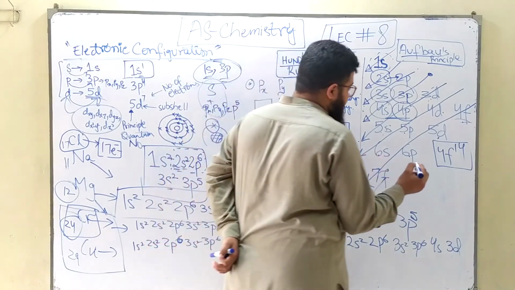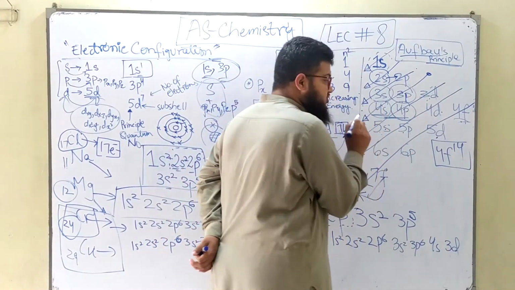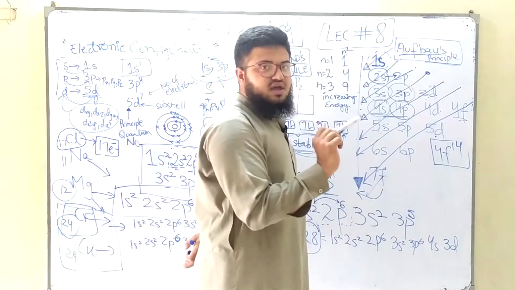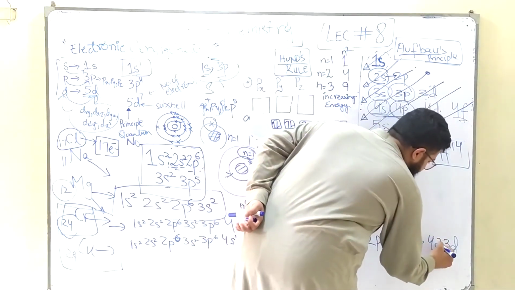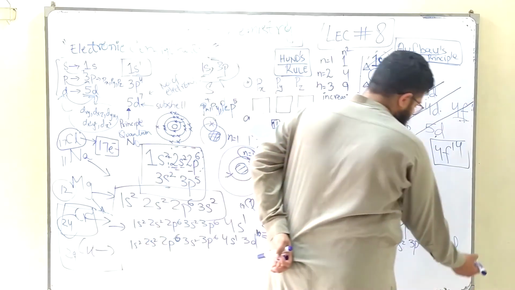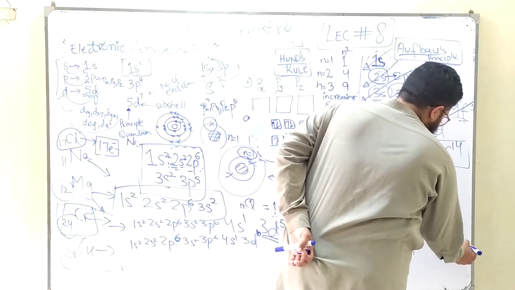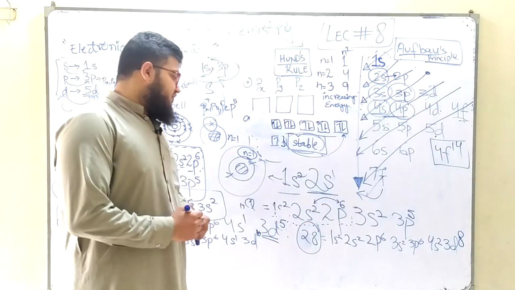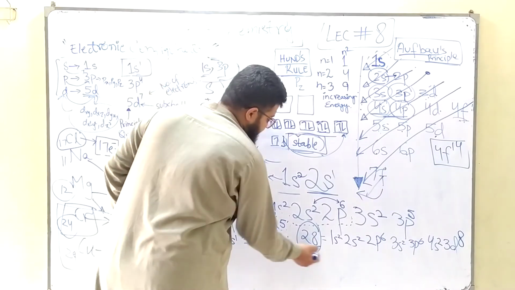Now out of the 10 electrons, we are going to fill in the 4s orbital first according to the Aufbau's principle, and then the 3d needs to be filled. Okay, so this is going to become the 4s2. How many are we left with? 8. So 3d8. This is going to be the electronic configuration for an atomic number of 28.